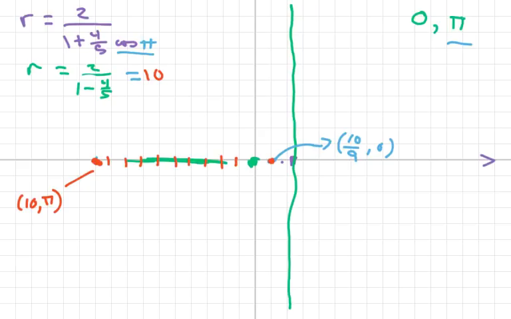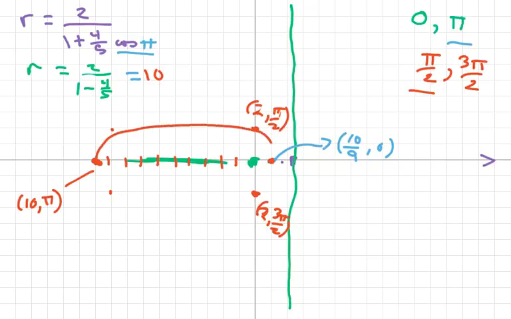Now on the y part, I'm going to use pi over 2 and 3 pi over 2. We know that cosine of pi over 2 and 3 pi over 2 is 0, so r is going to be 2. So we go up 2 here, and the point is 2 comma pi over 2, and 2 comma 3 pi over 2. Now, go ahead and connect this out. That's kind of the ellipse there.